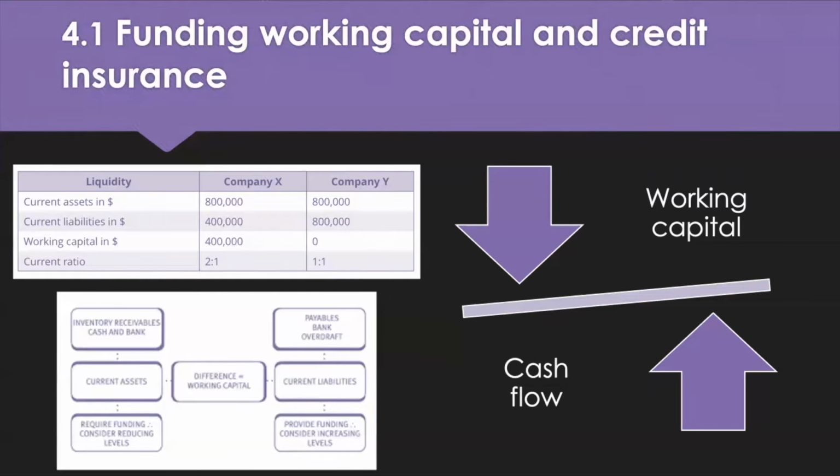But on the bottom left, you can see the relationship that produces working capital. So your assets are on the left, your liabilities are on the right. So the liabilities could be bank overdrafts or any payable funding. And on the asset side, you've got the cash in the bank and any inventory receivables and any required funding to reduce your asset levels.